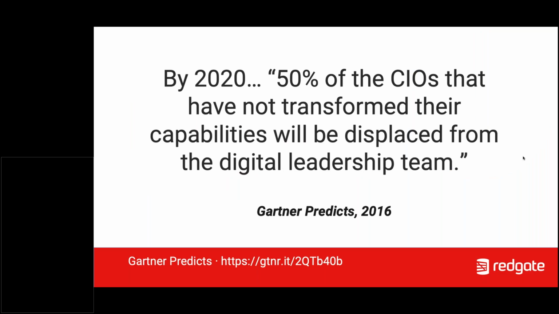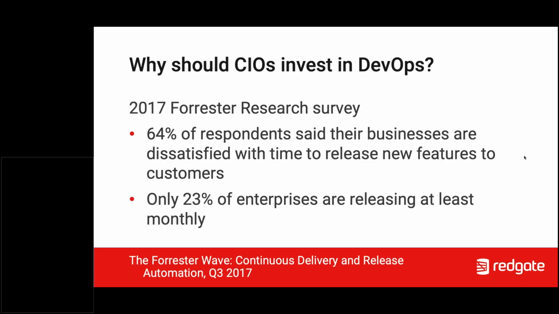CIOs are under a lot of pressure right now. In 2016, Gartner had a prediction that essentially by 2020, which is coming up fast, if CIOs haven't effected major change at enabling technology as the heart of the business, 50% of them will actually be displaced. And the companies will be looking for CIOs who have done this at different companies. So CIOs are seeing this in Gartner research. They're seeing this in Forrester research. They're seeing this in lots of places out there.